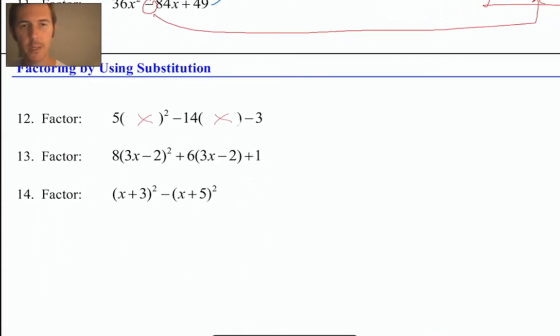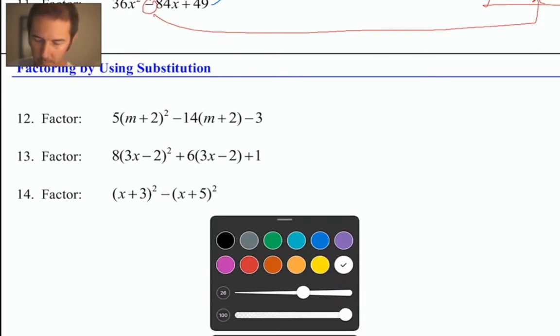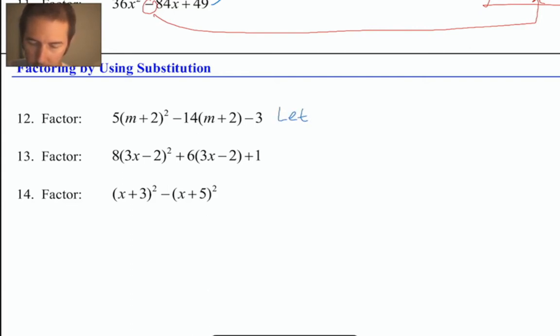So let's do that, except I'm not going to use x. I think maybe let's use a different variable. Let's use u. That's pretty typical. I'm going to say let u equal m plus 2. That way we can rewrite the original expression as 5u squared minus 14u minus 3.